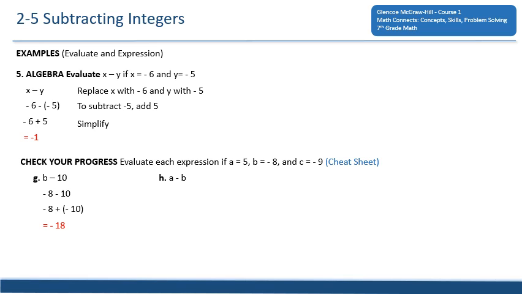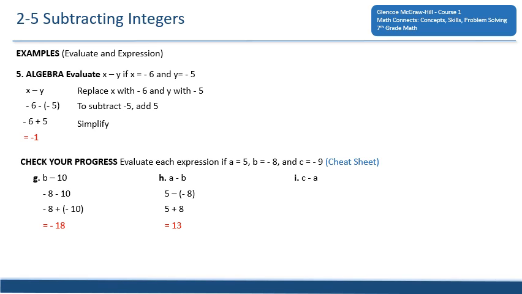A minus b. So we're going to plug in 5 for a and negative 8 for b. We end up with 5 minus a negative 8. And we're going to add the opposite. 5 plus 8 equals 13.